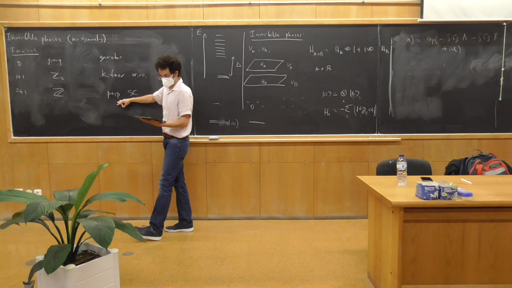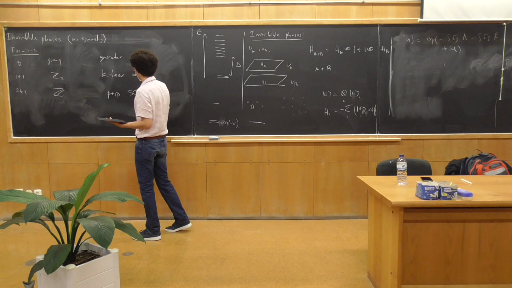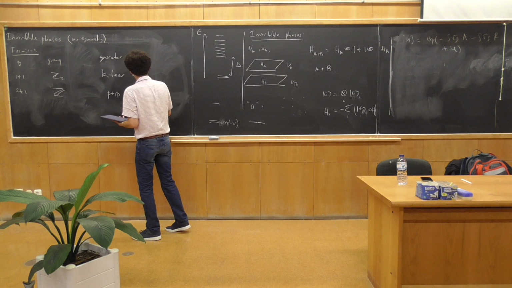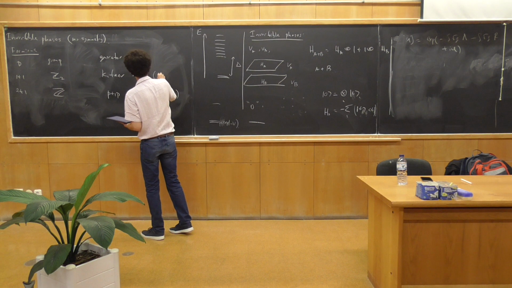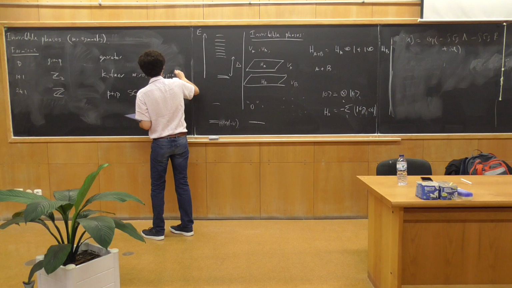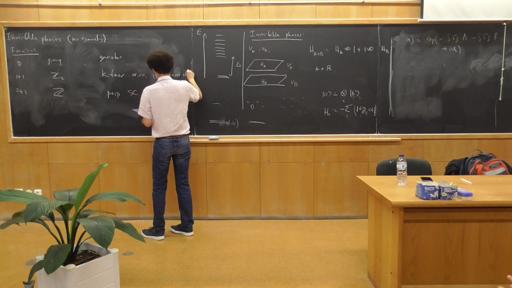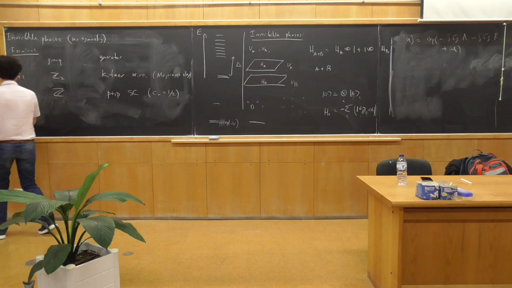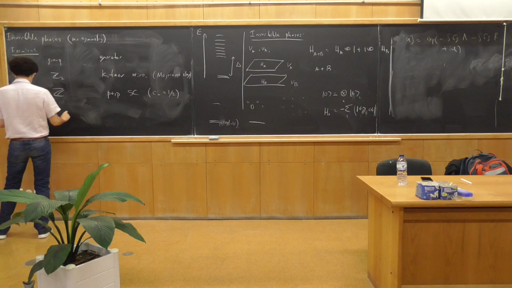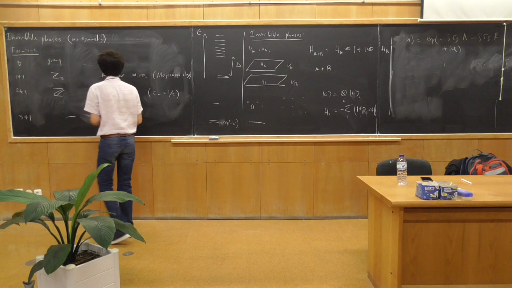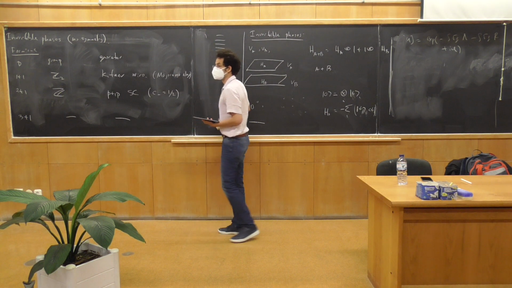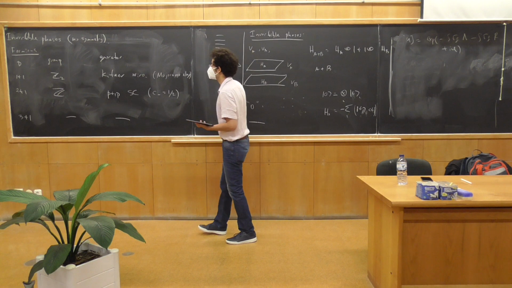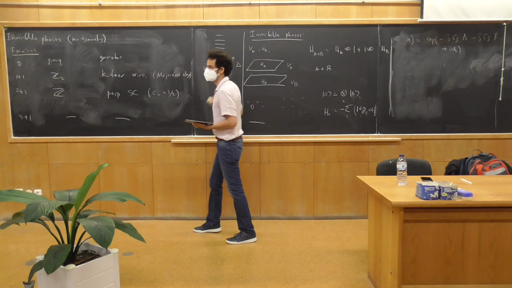In 2 plus 1 dimensions, we have the p plus ip superconductor, which has a chiral Majorana edge mode. This one has just a single point-like Majorana at the edge. And in 3 plus 1 dimensions, there is nothing. So this is the complete classification. This is believed to be the complete classification. In 1 plus 1D, it can be proven.